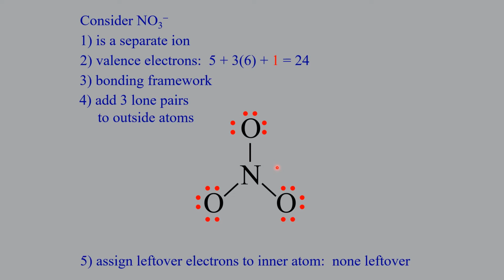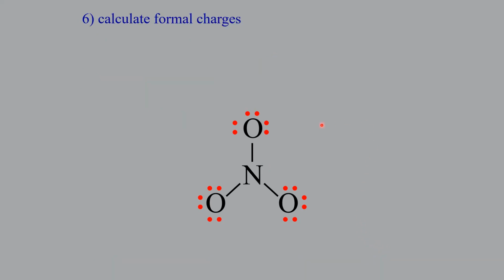Step 5, assign any other electrons to the inside, which we can't because there aren't any. So that's step 5. Next, look at the formal charges. So this is good practice. So I would say hit pause and calculate the formal charge on the oxygen and on the nitrogen.